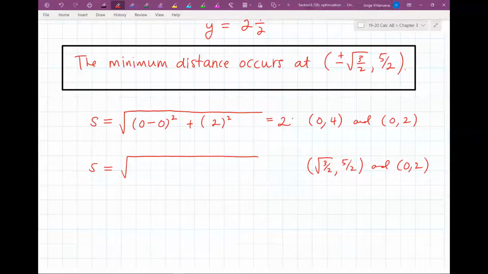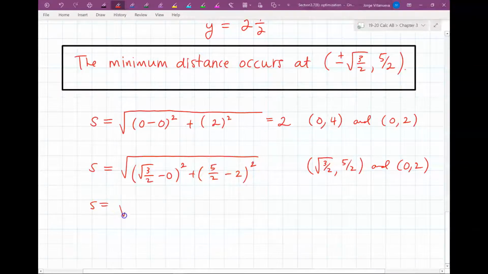Okay, remember it's x2 minus x1. That's the first part. So 0 minus 0 squared. And the other one is 4 minus 2 squared, right? So 2 squared is 4. Square root of that is 2. Now let's do the other one. So the x's is going to be radical 3 over 2 minus 0 squared plus 5 over 2 minus 2 squared.